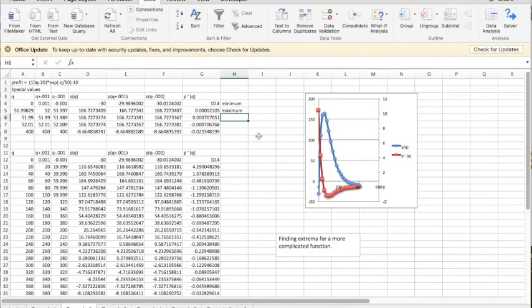It's worthwhile noticing how robust this is. I just put a function in, said find where the derivative is 0. That gave me my candidate points.